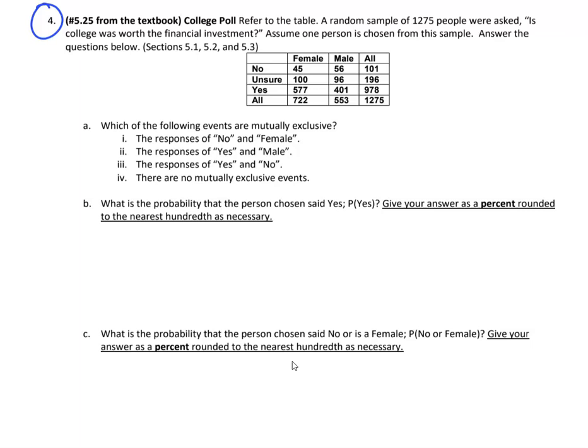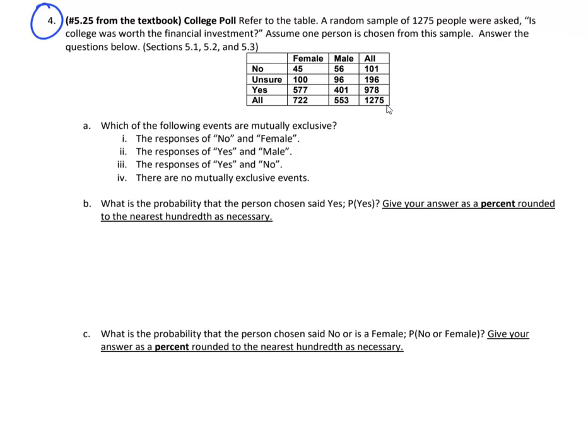All right, let's take a look at question number 4. We've got a random sample of 1,275 people, and we asked, is college worth a financial investment? And we asked them to classify themselves as either male or female, and they had the option of saying either no, yes, or unsure. Those were the only choices they could answer. So here's the responses. Here are the numbers.